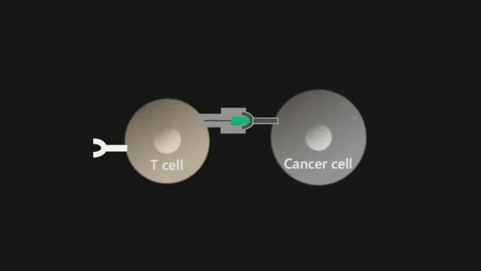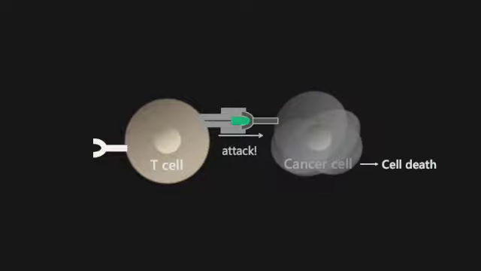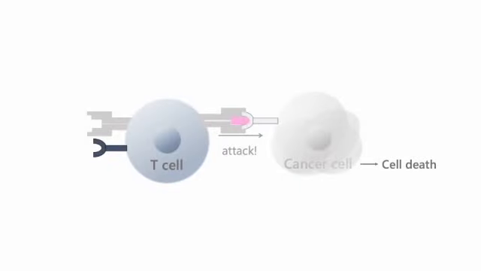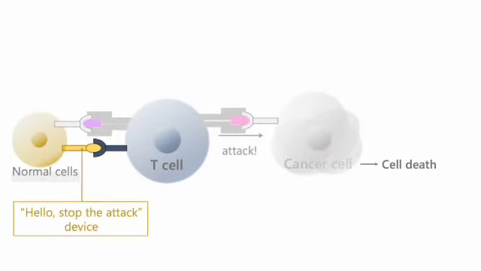We've identified the enemy, initiating attack. T cells attack cancer cells and drive them towards cell death. On the other hand, normal healthy cells are equipped with a mechanism to control attacks from T cells. "Hello, I am a normal cell, stop the attack." T cells are regulated and cease their attack.